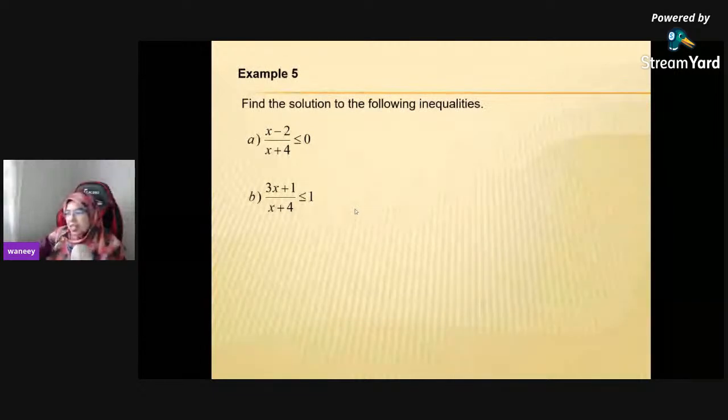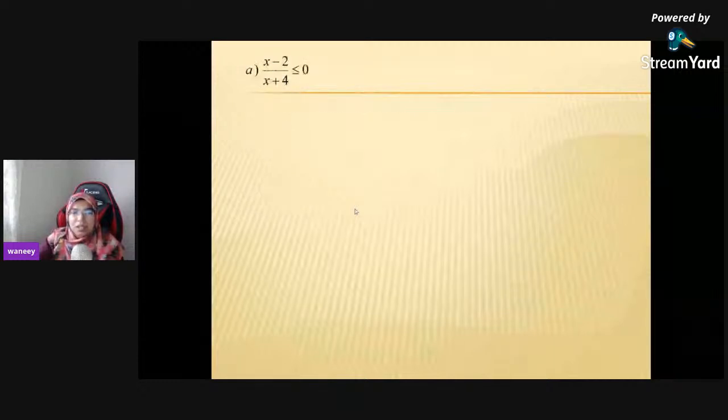Okay, so now I skip example 4, so I go straight to example 5. Find the solution to the following inequalities. So I give you x minus 2 over x plus 4 less than or equal to 0 and 3x plus 1 over x plus 4 less than or equal to 1. Okay, so let us start with the easiest one first, x minus 2 over x plus 4. So those are rational inequalities because we have something in fraction. Okay, so the first step, what you should do.